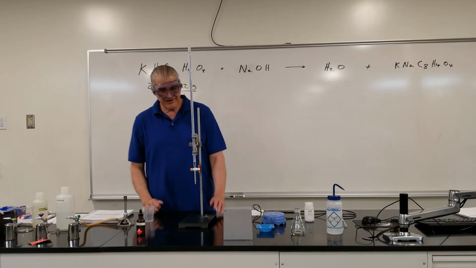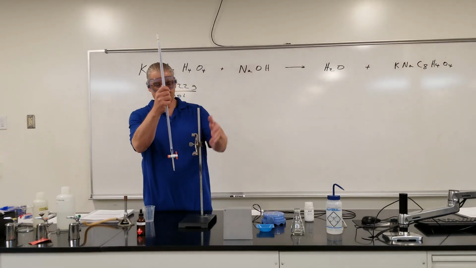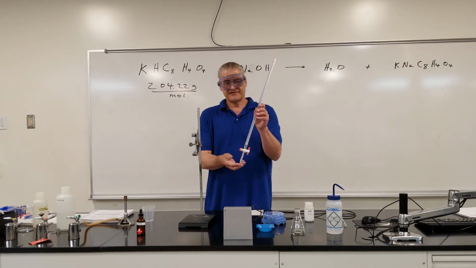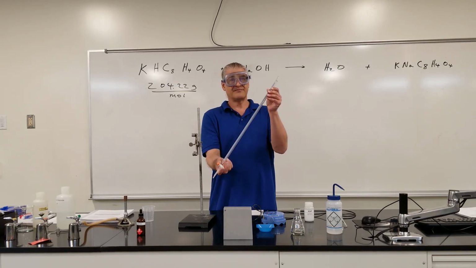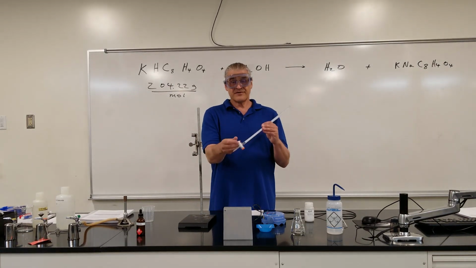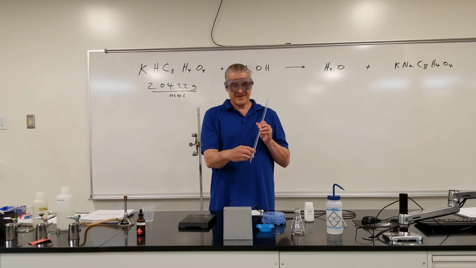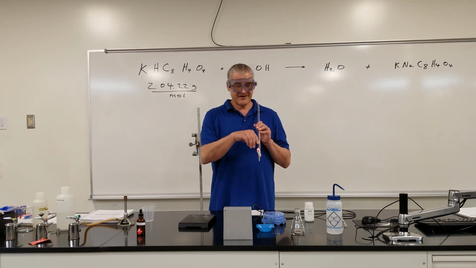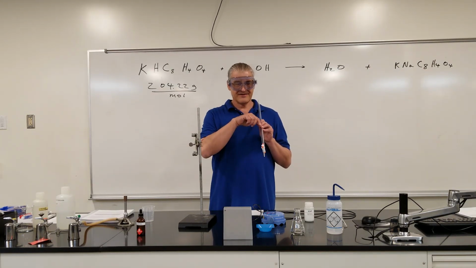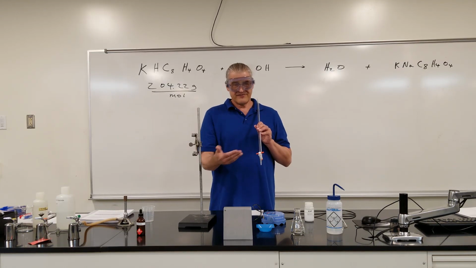So, to do a titration, you typically use an instrument called a burette. This is a standard burette you'll find in most laboratories. Important thing to notice about it, the valve. Like most valves in chemistry, when the valve is parallel to the pipe, things can flow. When the valve is cutting across, it's off.